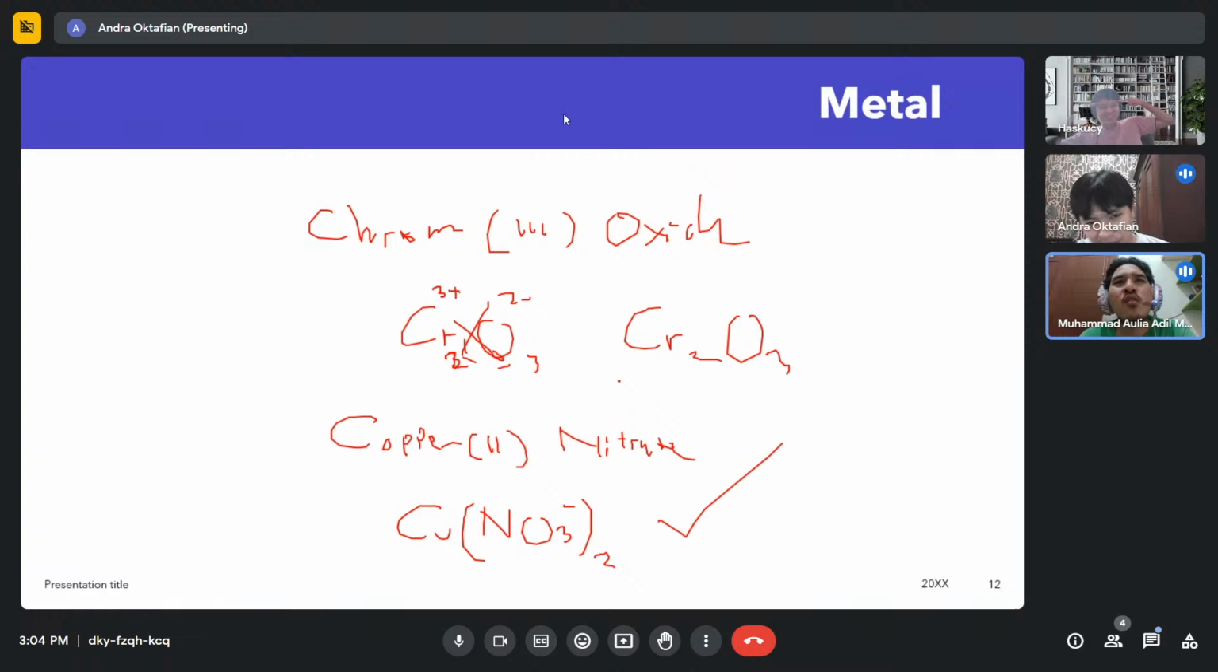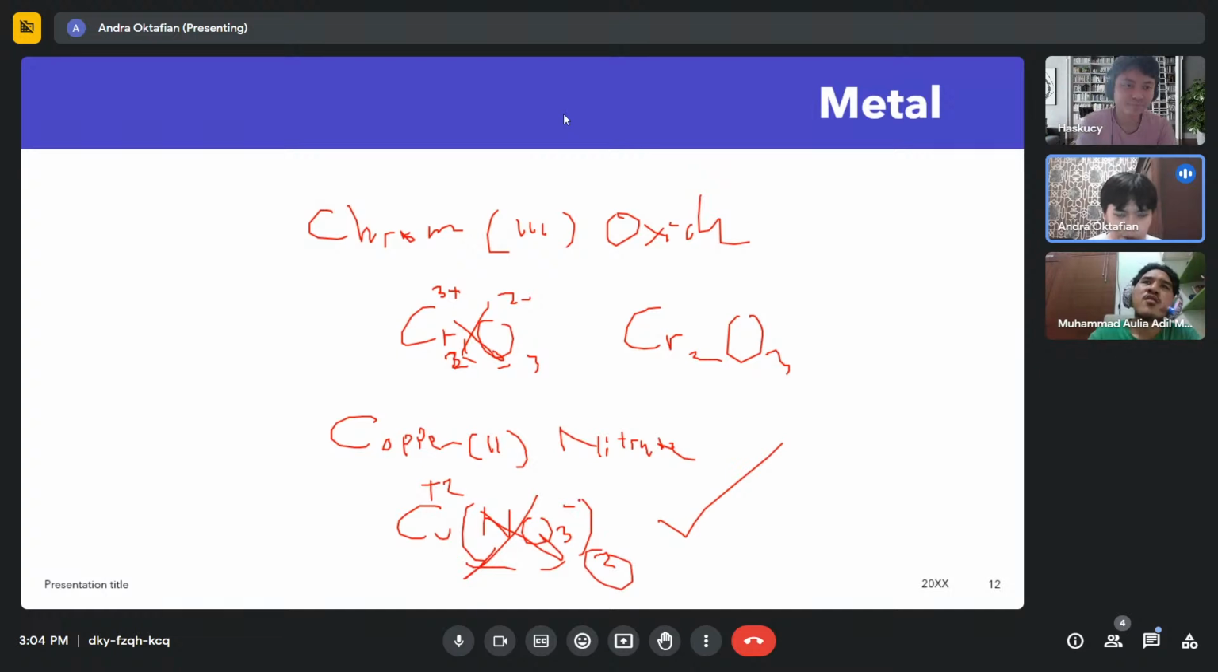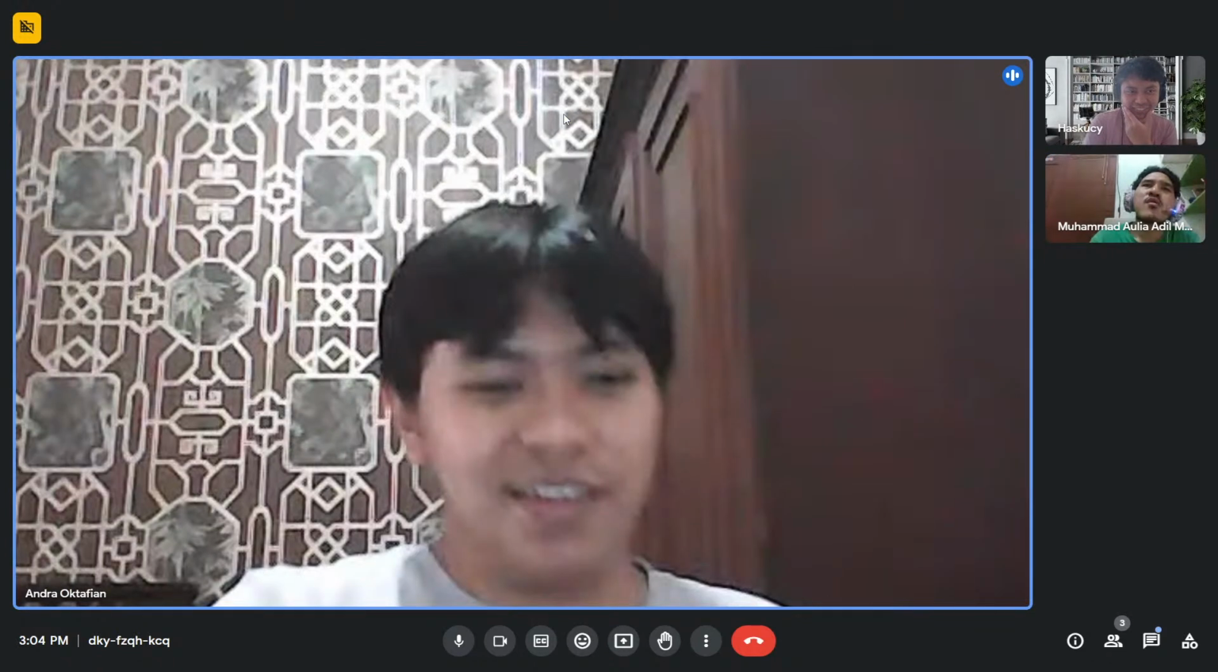Because copper has plus two here, and the nitrate just has minus one here. I get it. So in this case, you should cross it, plus two here and minus one here. Yeah, I understand. I think it's enough for me.